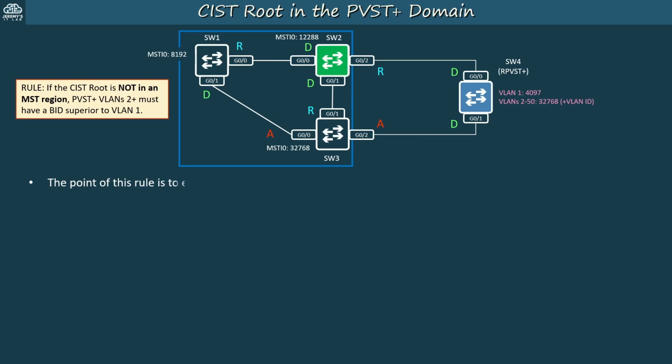The point of this rule is to ensure that if the root bridge is in the PVST+ domain, it is so for all VLANs. The PVST simulation mechanism isn't flexible enough to support different port roles for different VLANs on the boundary ports.